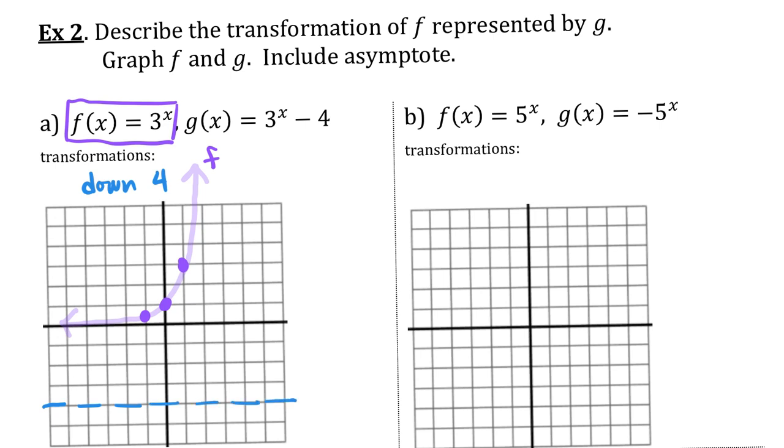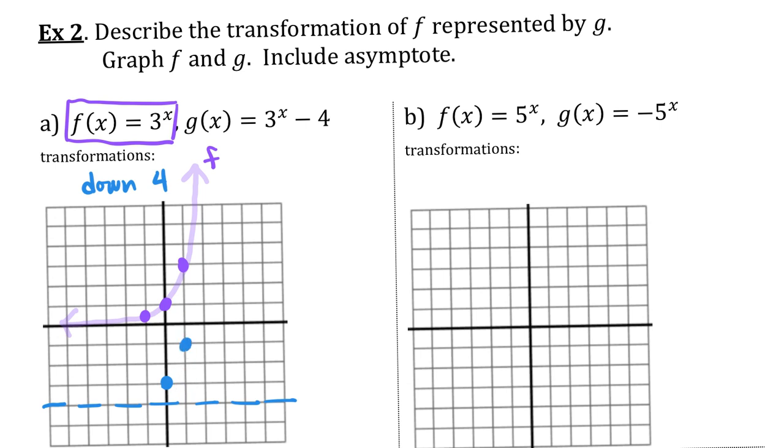Now I can either take each of these points and move them down 4, 1, 2, 3, 4, or I can regraph 3 to the x now that it's down 4. I'm going to regraph it from my new line, my negative 4 line. Normally we do the y-intercept. The y-intercept would be right here. When I plug in 1, 3 to the 1 is 3. So from here, I'm going to go up 3. 1, 2, 3.